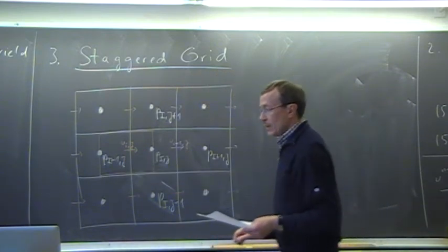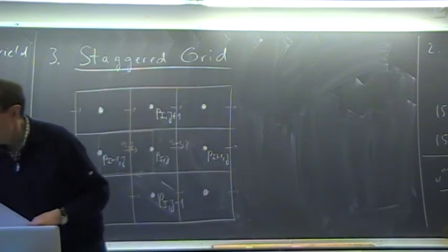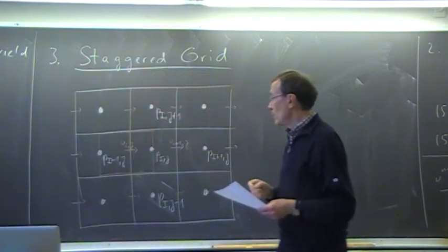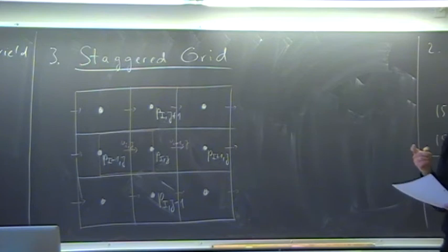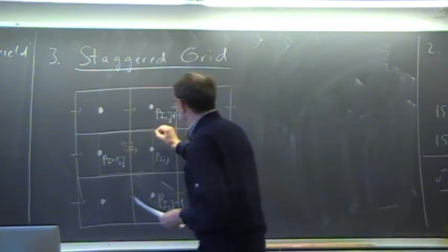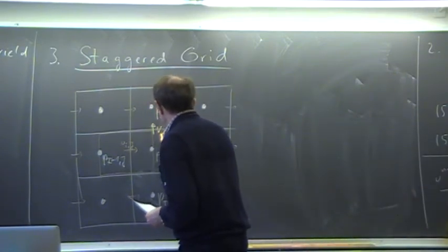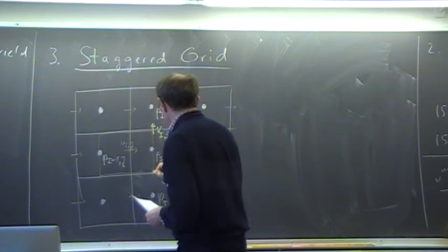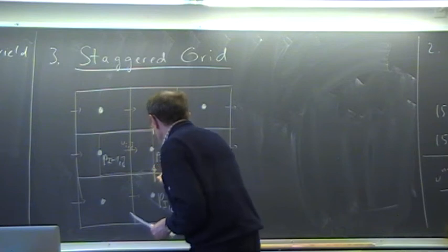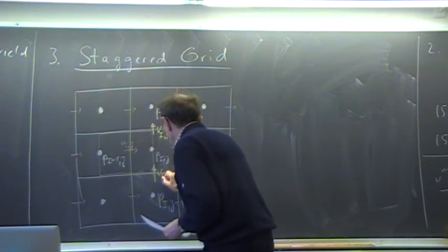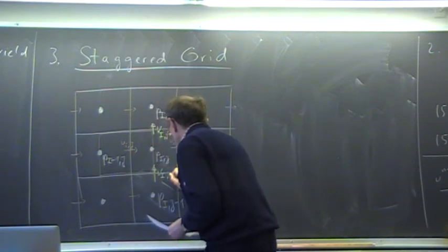And now regarding the velocity component in the y direction, we do a similar trick. We say we locate them at the faces with a normal in the y direction. For example, here we will have the v, that will be the I, little j plus 1, and here we will have the v capital I, little j.